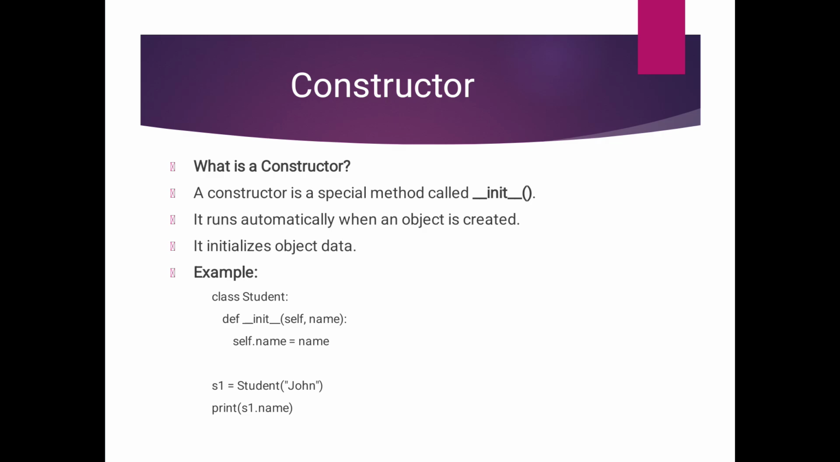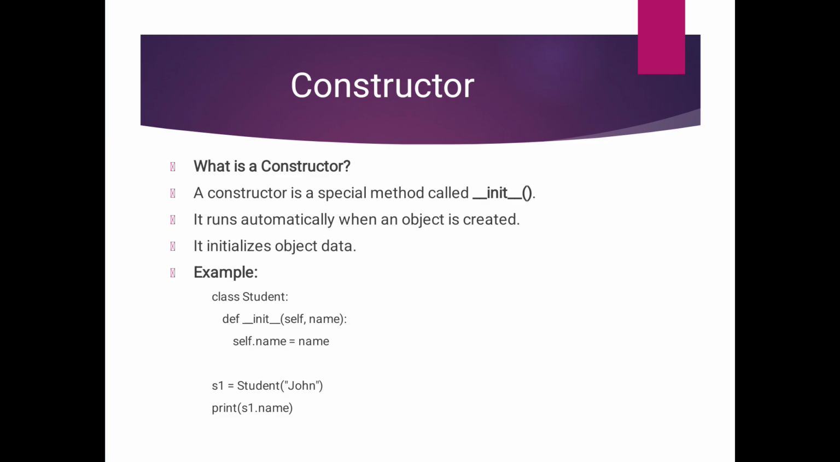Next is the constructor. A constructor is a special method called __init__ in Python. It is automatically called whenever we create a new object. The main purpose of the constructor is to initialize the object's data. For example, when we create a student object, we can assign the student's name and age using the constructor.